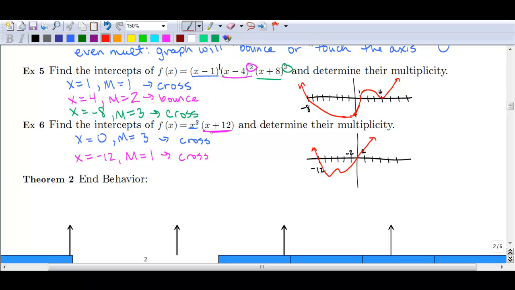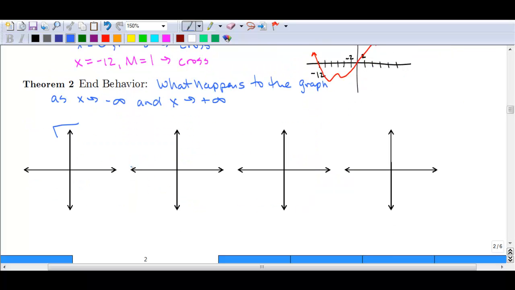So now let's talk about end behavior. End behavior is essentially what it sounds like. It's what happens to the graph at the ends, as x goes to negative infinity and x goes to positive infinity. So the first case we're going to look at is what happens if you have an even degree function.